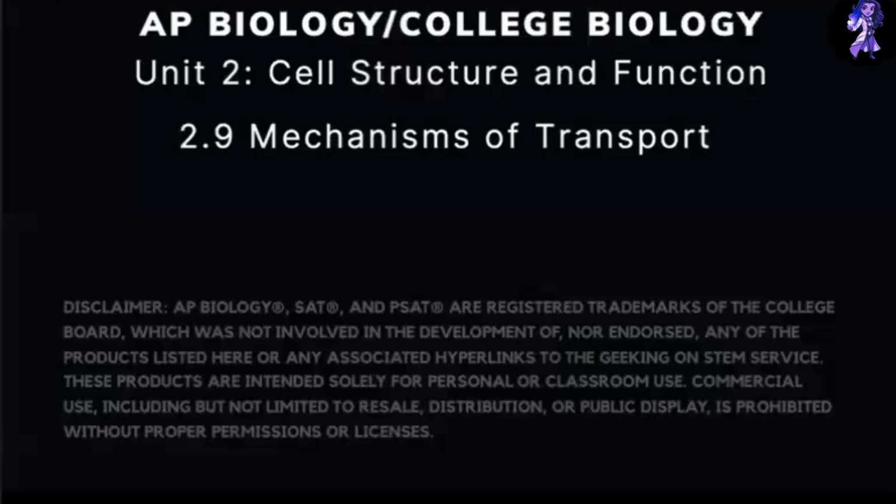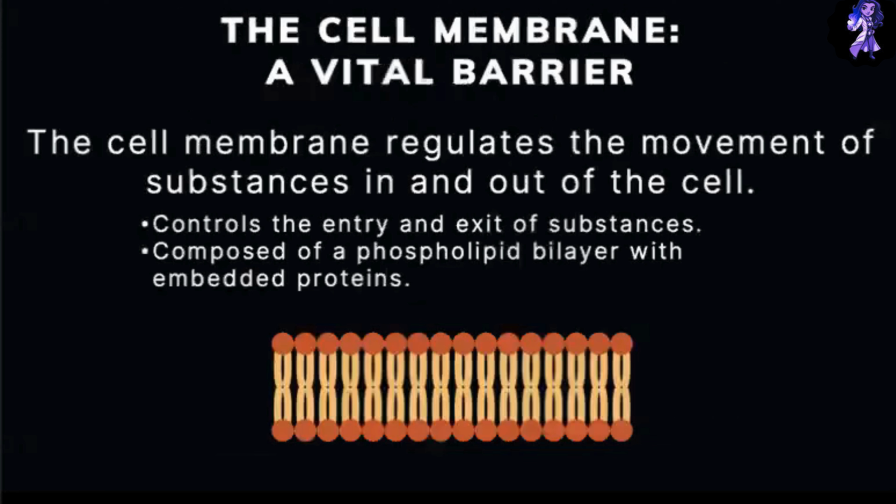Our AP Biology or College Biology Unit 2, Cell Structure and Function, continues on with 2.9, which is all about mechanisms of transport. Before beginning, let's note the disclaimer below.